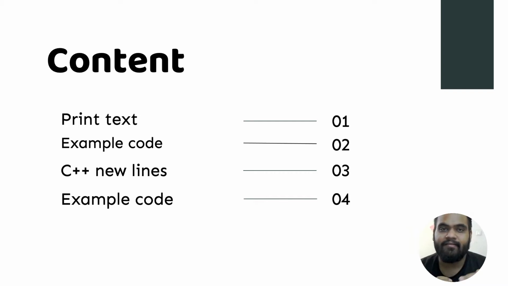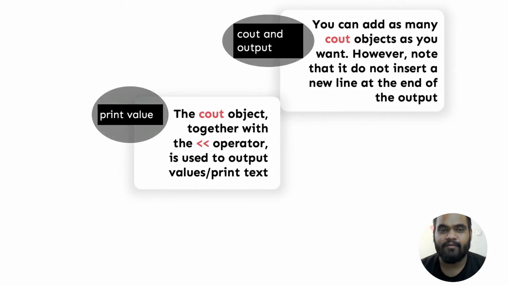We have print text. How do you print a text or an output in a program? We'll see an example code. What is an output and how do you get an output? We'll see how do you add a new line, because that is something very important, and we'll see an example code for the same. So it's entirely 4 parts, and we're going to see all of them part by part. Let's get started with the first one.